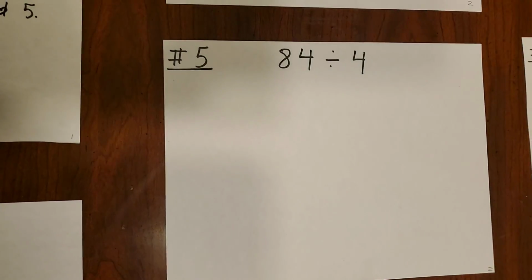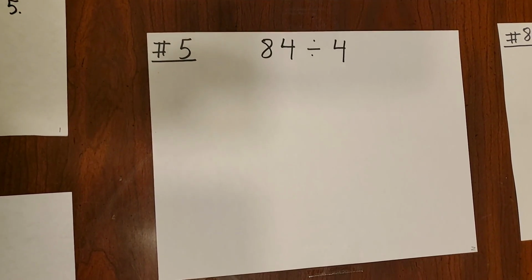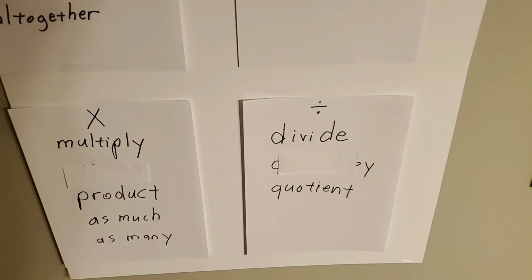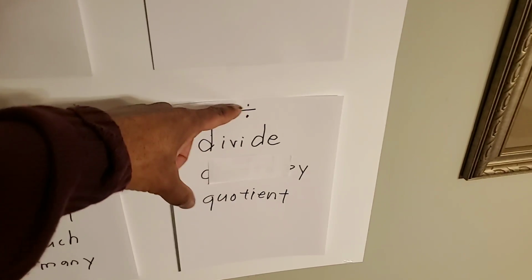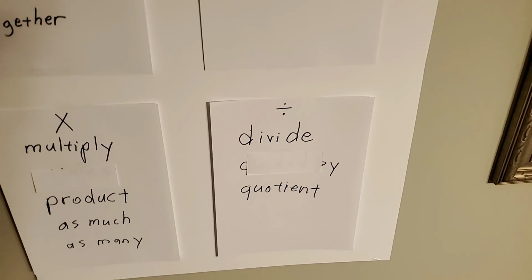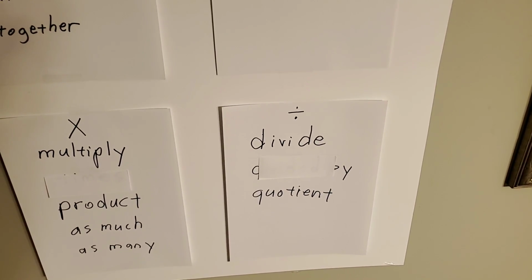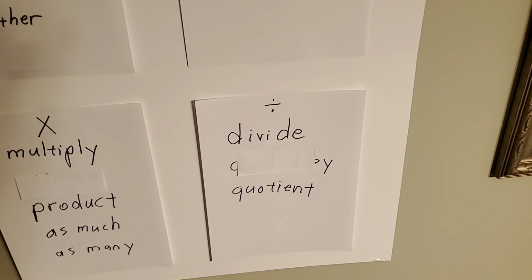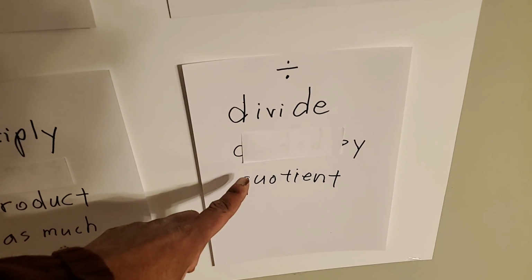We see the division sign. So since we see the division sign, let's go over to the division chart. Let's see what words are under the division. Now, I can't use "divided by" because that's the same as a symbol. I could use "divide," but you know what? I think today we're going to use the word quotient.